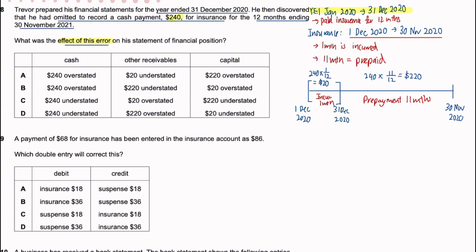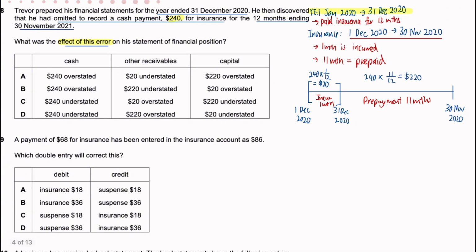So cash, because you haven't recorded it, it means that because you omitted the cash payment, you overstated it. So this one is correct, okay? Because you already paid, but in your financial position, you didn't account for this cash payment. So this resulted in your cash being overstated. Okay, go on. Other receivable.